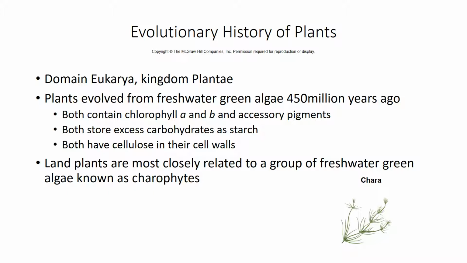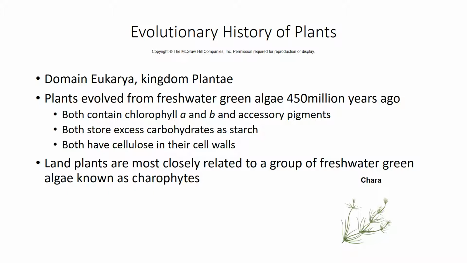Now, plants store their excess carbohydrates as starch, which is different from animals. We store our carbs as glycogen, but plants use starch to store their excess carbohydrates or sugars. And then both of them have cellulose in their cell walls. So plants definitely use cellulose. That's why our vegetables are crunchy when we bite into them. They have cell walls. Animals do not.